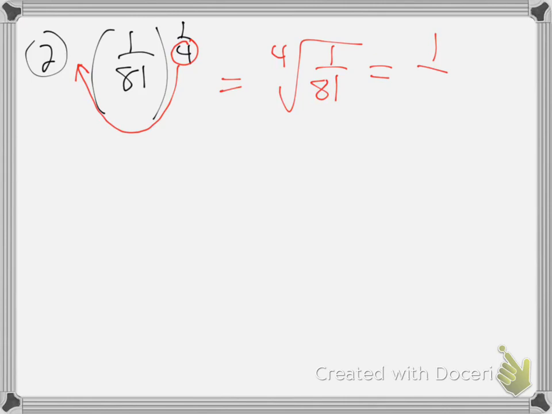You want to use your calculator? Try it out. Just take a guess. Try 5. 5 times 5 times 5 times 5. It's going to be way too big. 3. 3 it is. Yeah.